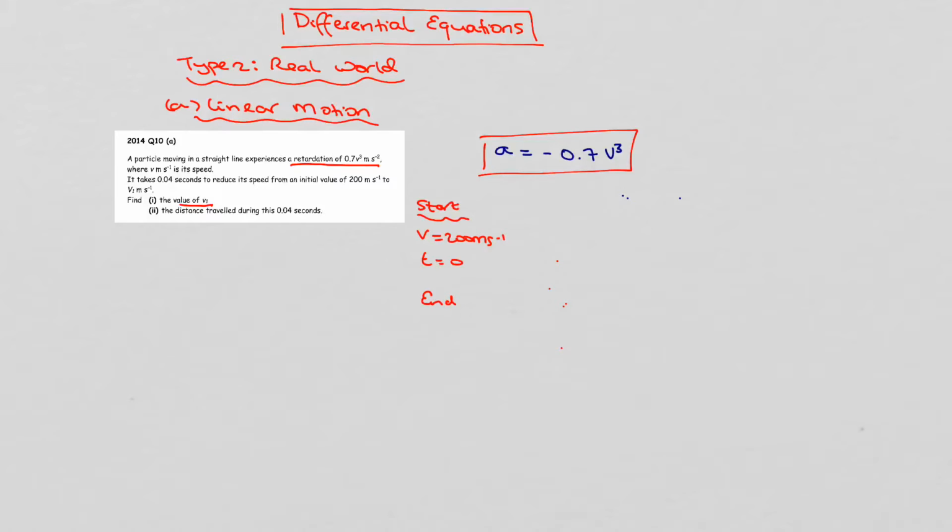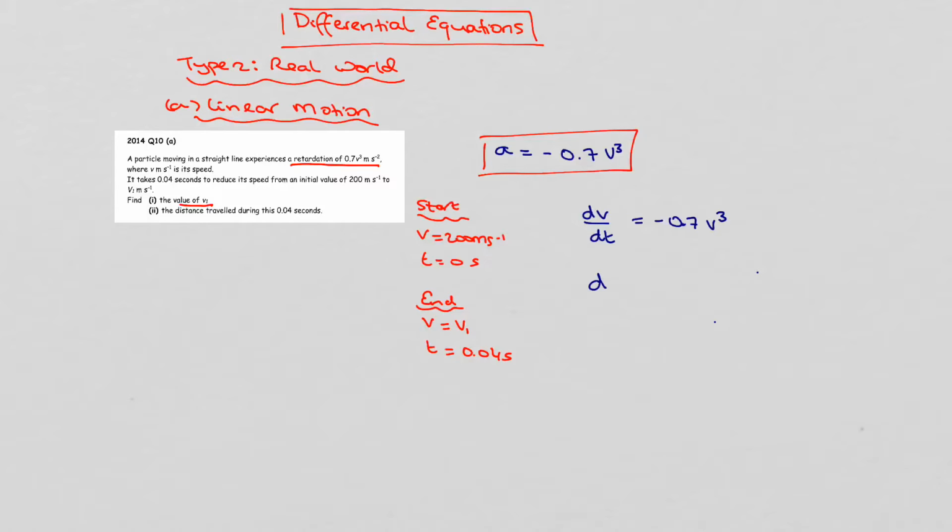If I look at my end limits, well, then what I have is I'm looking for v1, so I'm trying to find the value of v1. So I'm going to say the final velocity is v1, and this happens when the time is 0.04 seconds. So we're clearly looking at our limits in terms of v velocity and t time. So therefore, I'm going to say A is dv/dt. So the rate of change of velocity with respect to time. So therefore dv/dt is equal to minus 0.7 v cubed.